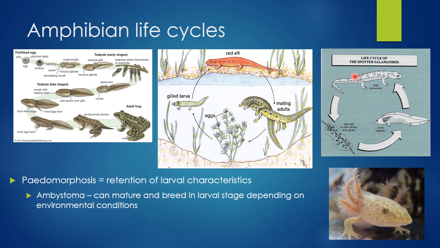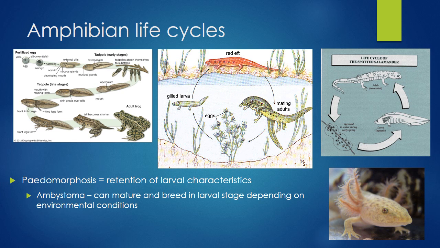I'm going to skip over here to the salamander. Eggs are laid in egg masses. Then there's the aquatic larva with the external gills, and then the adult terrestrial salamander. This is a newt life cycle, the red-spotted newt. We have the eggs, and then the gilled larva, the terrestrial red eft stage, and then the adult stage is again aquatic, and so this has an extra stage in addition to these two.